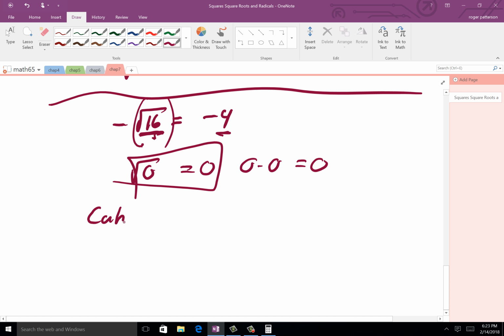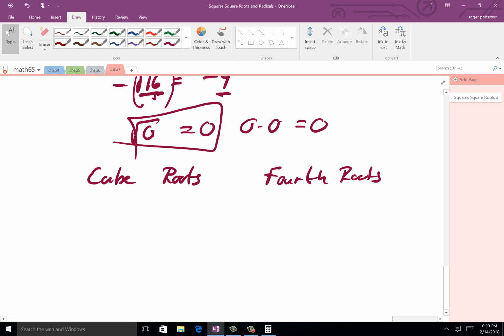Then they talk about cube roots and fourth roots. With cube roots, again, it's kind of good to know some of these. Fourth roots, it gets a little bit much after that. Okay, so we got 1 cubed, 2 cubed, 3 cubed, 4 cubed. Okay, a cube root's going to look like this. They're just going to put a little 3 up there.